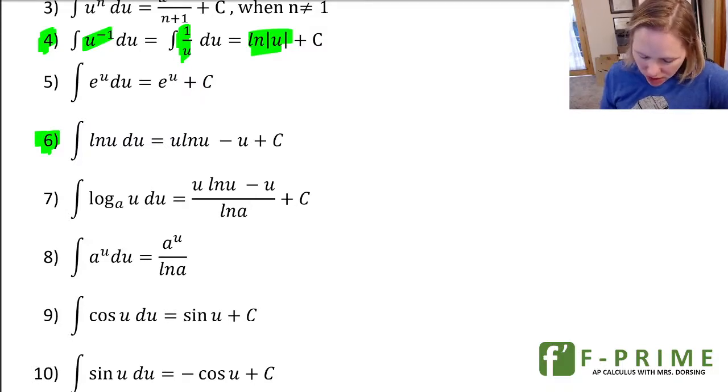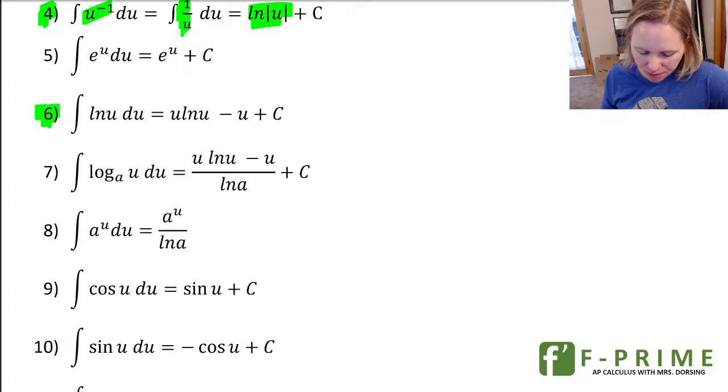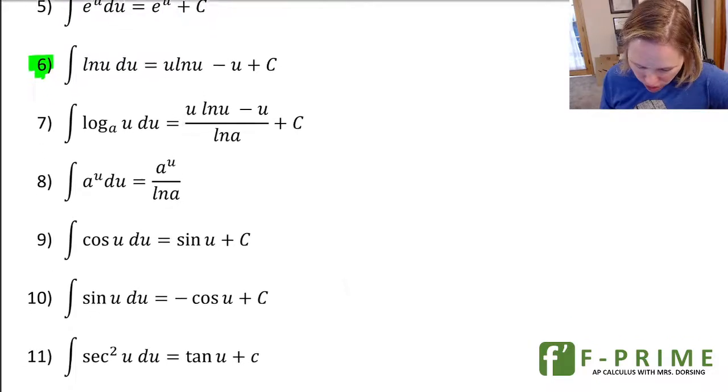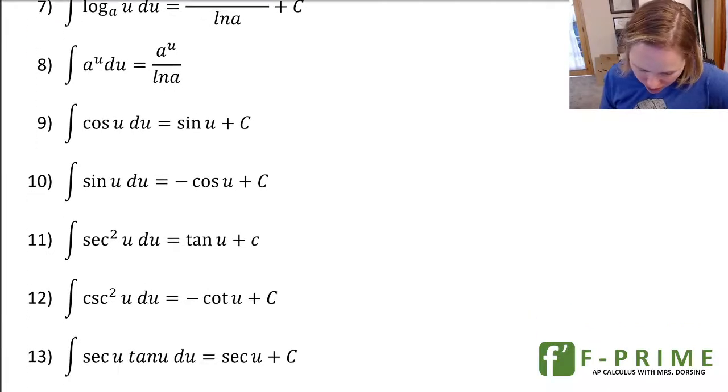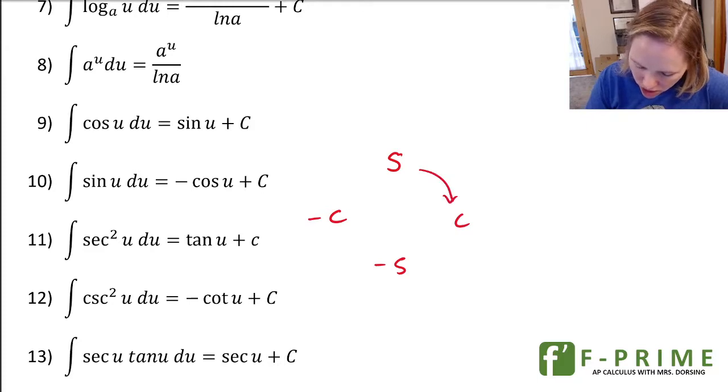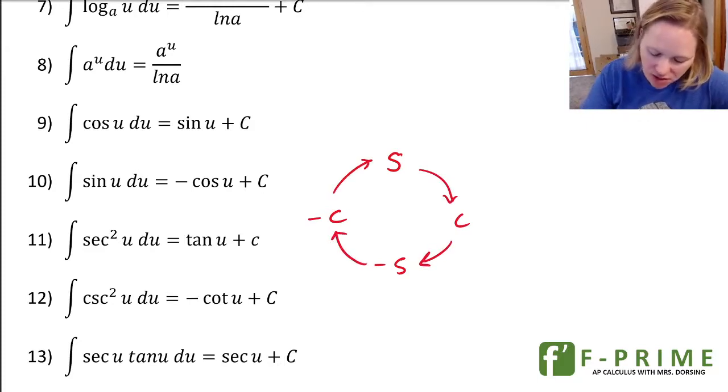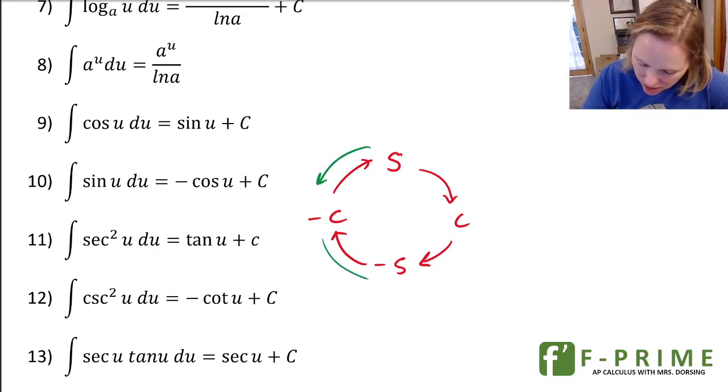Number 7, number 8, these are all pretty straightforward. I'll be honest, number 7 I've never used before, so don't stress too much about it. And then here are our trig functions. And remember, you can do these trig functions using that wheel of signs. So a couple little tricks: you've got sine, negative sine, cosine, negative cosine, and we just saw this. The derivatives go clockwise. The antiderivatives go counterclockwise.